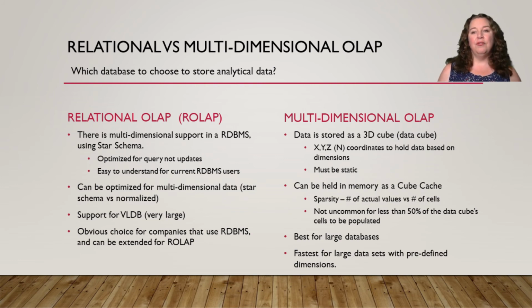You can have multidimensional support in a relational database when you create a star schema, which is fine. We've shown you the star schema. You can probably visualize how you would create the database and it would work fine. As long as it is optimized for queries, not for updating, and it's easy for most people to understand if they already understand the current relational database. They already understand SQL Server, so let's put it in SQL Server because we get it. We understand how to use it.